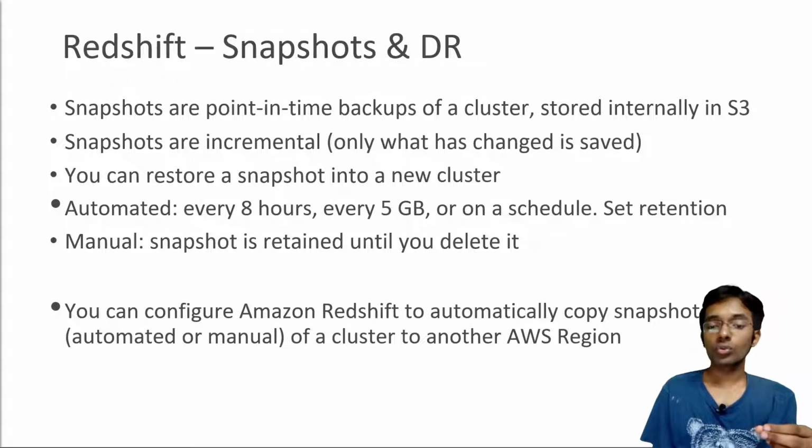That's one cool thing though with Redshift, is that you can configure Redshift to automatically copy your snapshot, either automated or manual, to another AWS region. And that is really cool, because in case you are creating a disaster recovery strategy, and you are saying, okay, my Redshift warehouse needs to be recovered in another region very quickly, then you can copy your snapshots automatically across regions, such that whenever a disaster strikes your first region, you can restore very quickly into the other region.